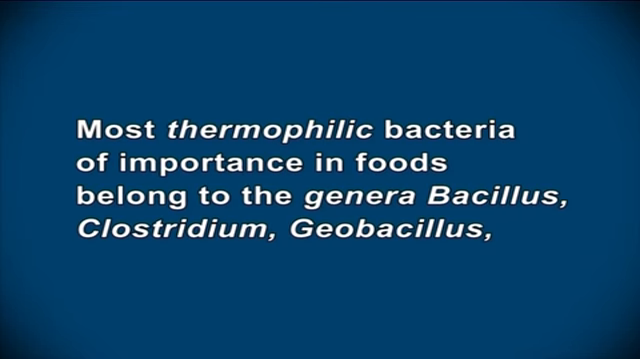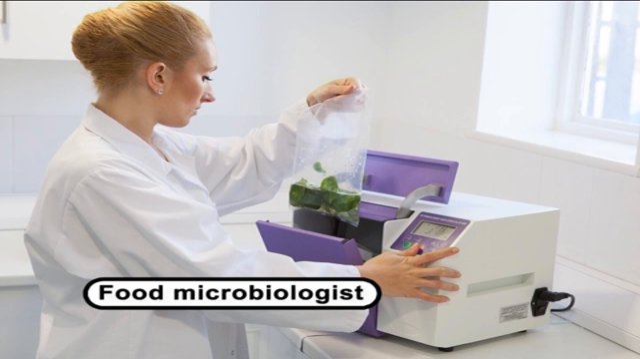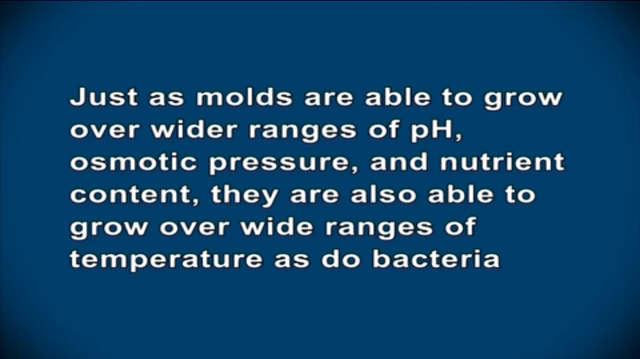Most thermophilic bacteria of importance in foods belong to the genera Bacillus, Clostridium, Geobacillus and Thermoanaerobacter. Although not all species of these genera are thermophilic, they are of great interest to the food microbiologist and food technologist in the canning industry. Just as molds are able to grow over a wide range of pH, osmotic pressure and nutrient content, they are also able to grow over a wide range of temperature, as do bacteria.